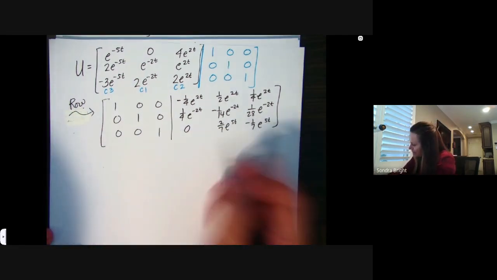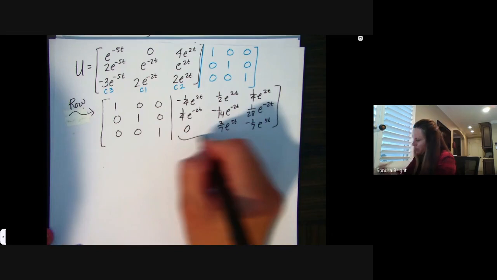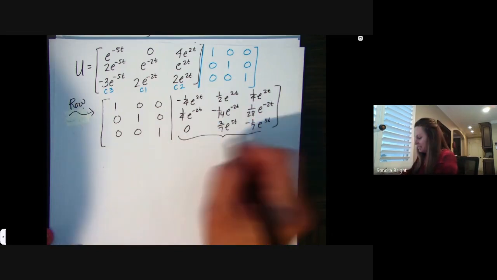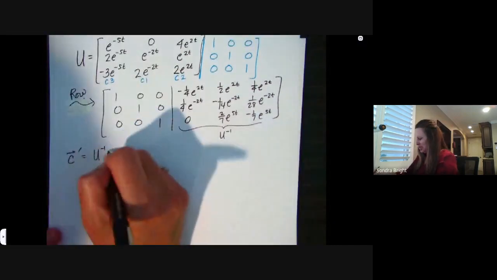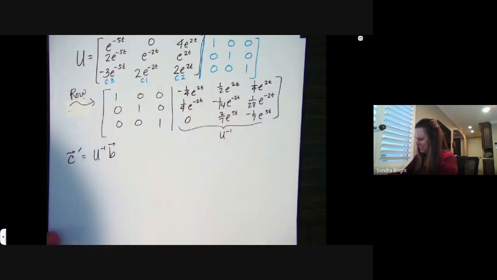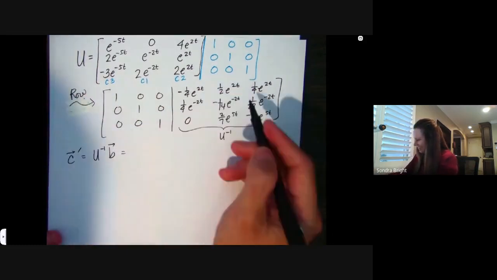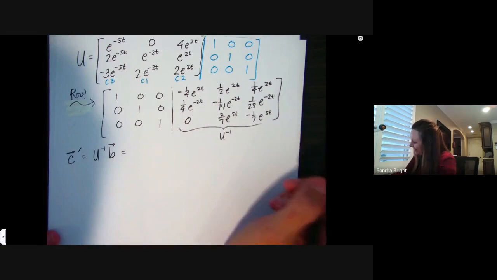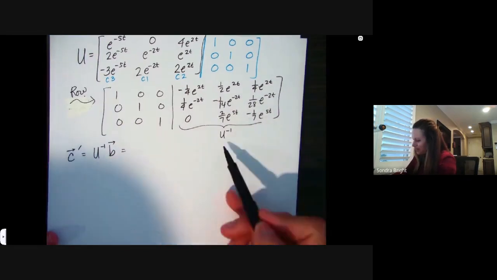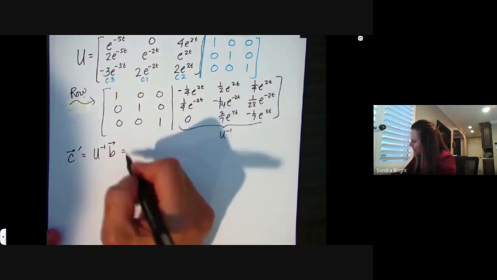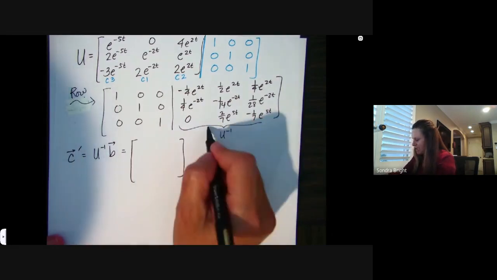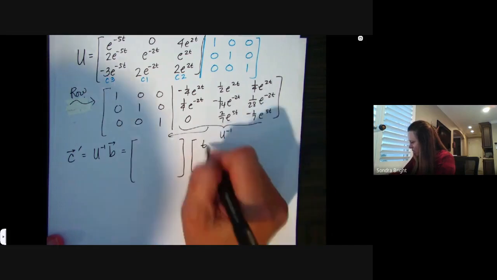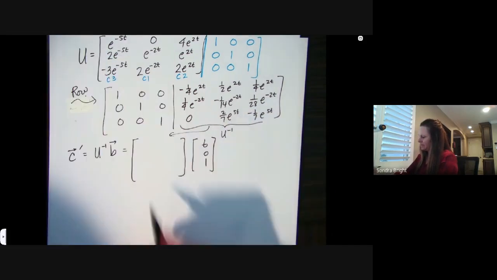So by doing that, this is your U inverse. And remember, C prime is U inverse times B. So I'm going to take U inverse, which is this whole matrix, and then times B, which was t, 0, 1. This whole thing is in there.